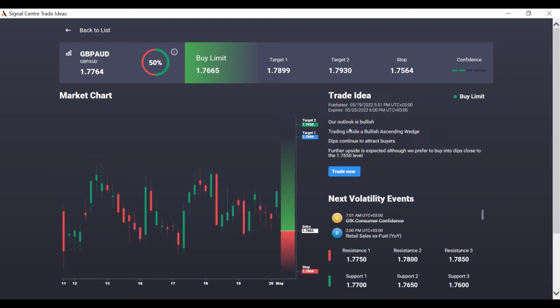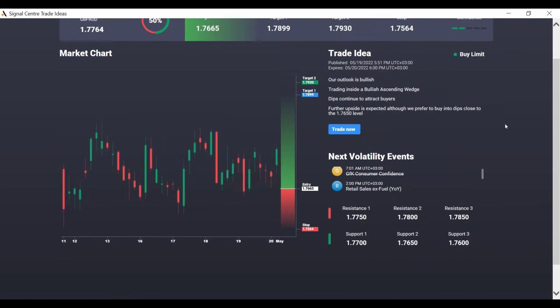And down here, you would see the short commentary by the technical analyst from Acuity Signal Center. They would say things like, outlook's bullish, trading inside a bullish ascending wedge, and dips would continue to attract buyers. So for every trade idea, of course, the commentary will be a bit different. And if you look through all the trade ideas, you'll find it's actually pretty insightful.